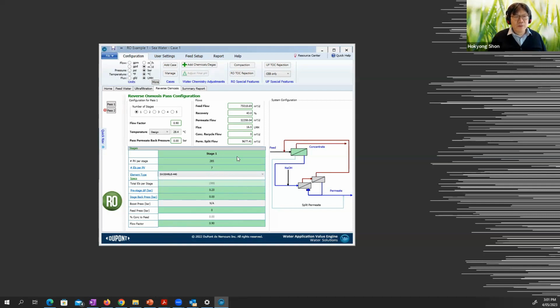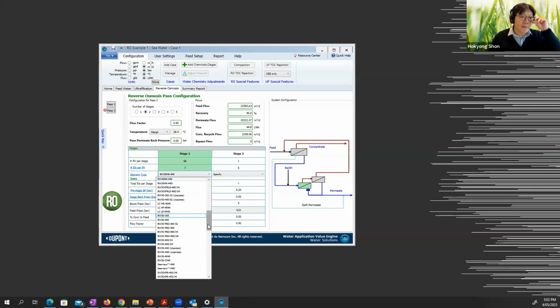So that's what we are thinking about. And then second pass. Second pass is this one. So you can also calculate stage 1 and the second stage. So how many pressure vessels, how many elements you need, and then a different membrane. So this time it is the brackish water membrane. So nanofiltration membrane has different types of membrane.